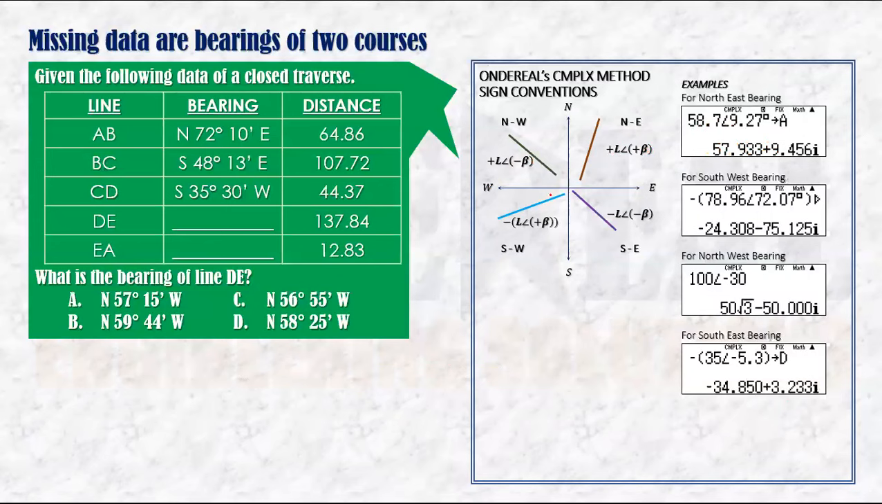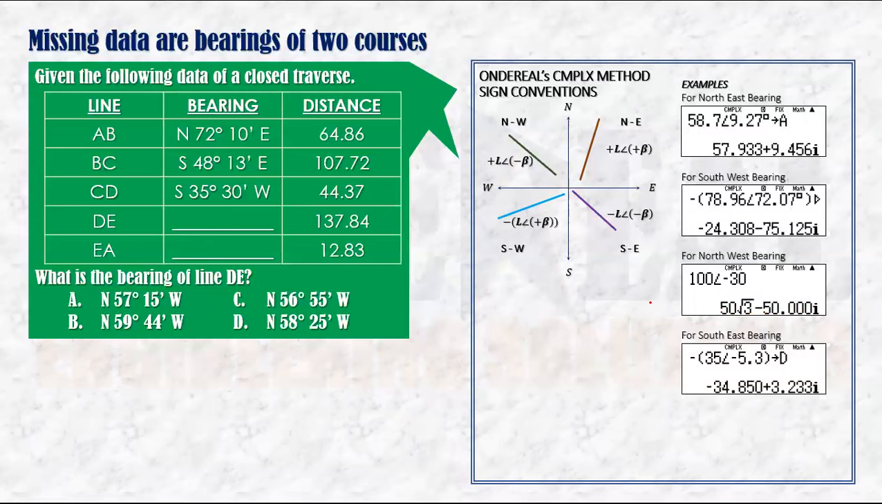And if southwest, just negate this so that both will be negative. Okay, this is just a review. And if northwest, let's say the land is 100 and the bearing is north 30 degrees west, just negate the angle so that the imaginary part will be negative and the real part will be positive, because this is north and this is west.